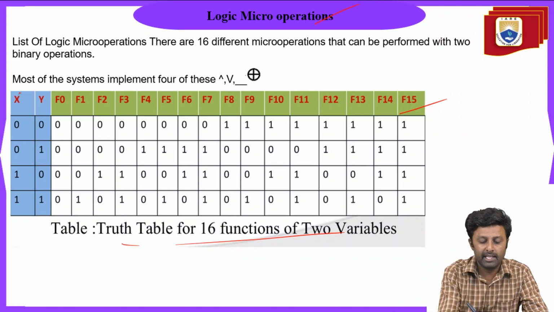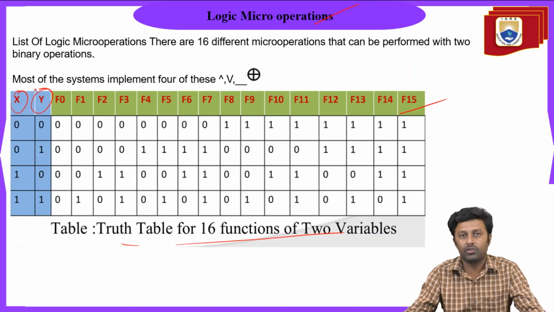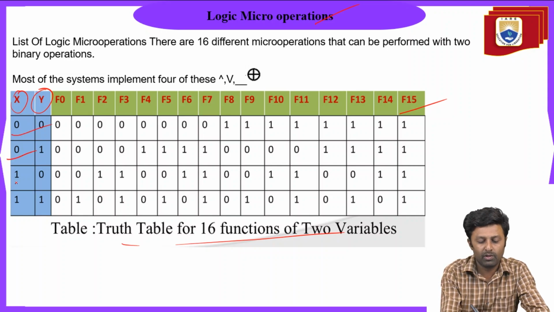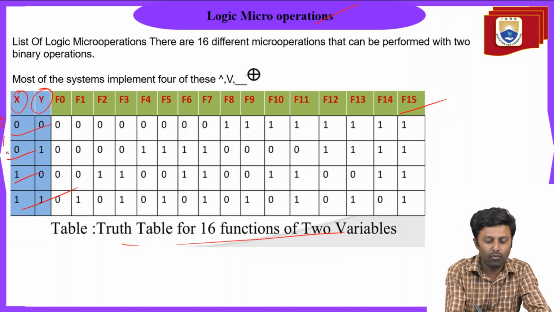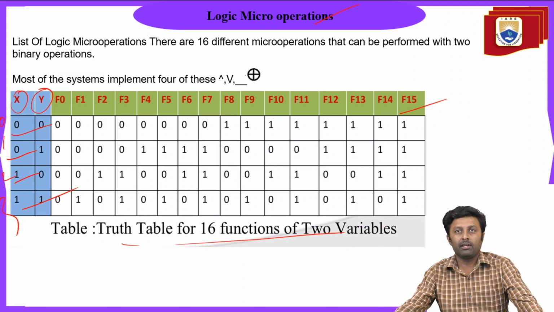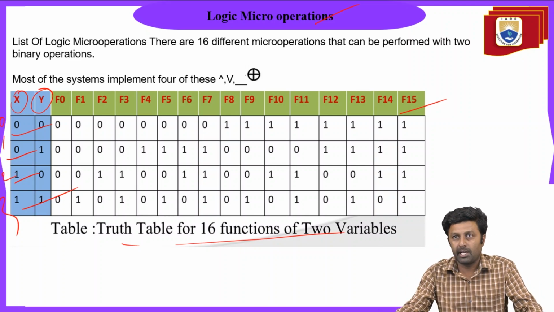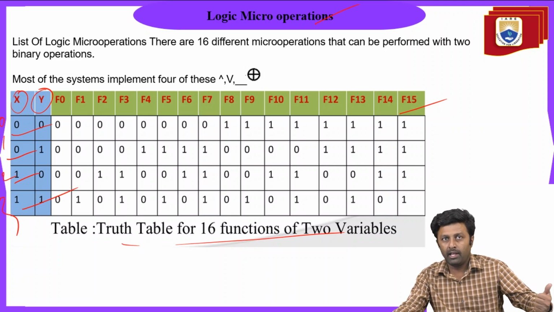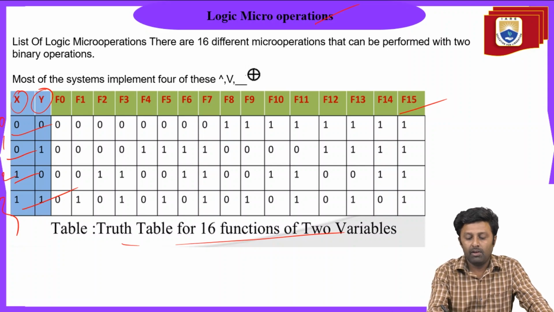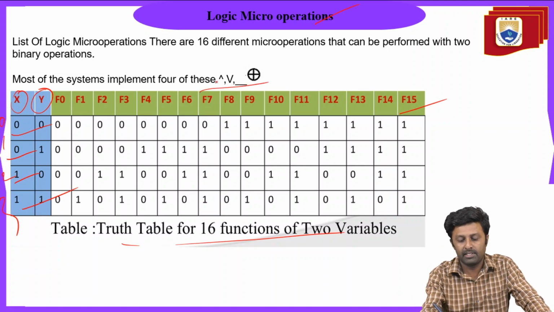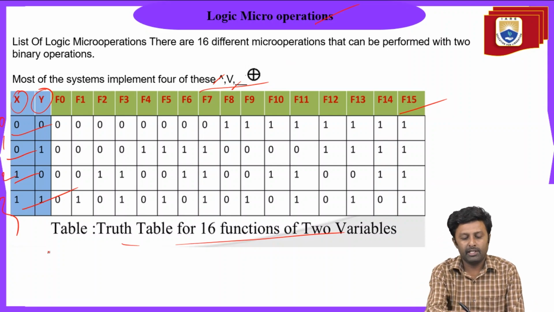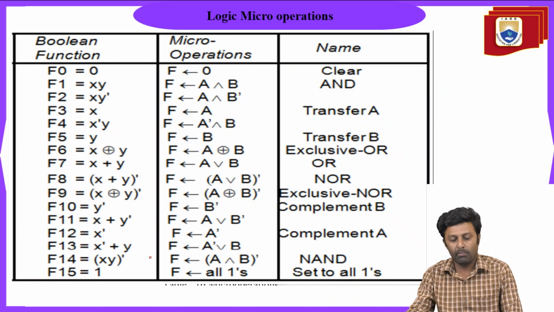Let us say in the first two columns, the two inputs are there, that is X and Y. The inputs are 0 0, 0 1, 1 0, 1 1, that is 0, 1, 2, 3. So these are the list of 16 logical micro operations that can be performed in bitwise binary operations. As we know some of the symbols, that is AND, OR, and XOR. So these are the different operations. We'll see one by one.